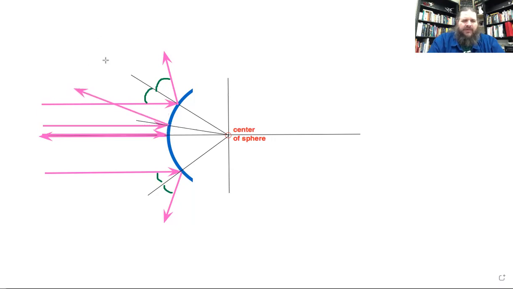And then we could draw in as many more of these as we want to get a more accurate idea of what's going on. Again, drawing in the incoming ray of light, drawing in a normal line at that point on the surface, and then drawing in the outgoing ray of light after it bounces off, making the same angle.